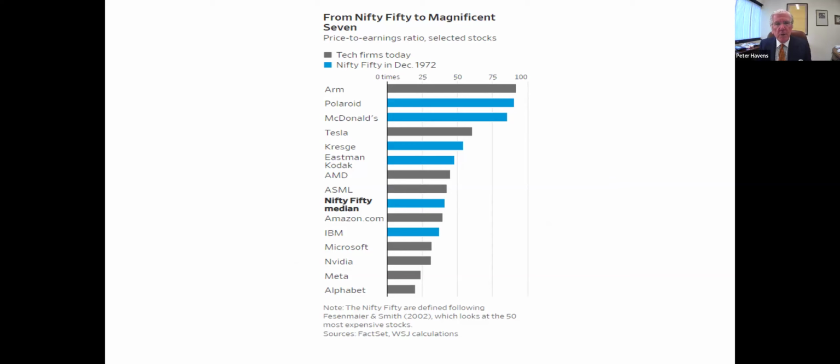So this chart takes a look at the most expensive stocks back in 1972, which was an era when we had one decision stocks. You bought them, you owned them, you forgot about it because they were just going to go to the moon. And this particular market subsequently crashed. And you'll see some names there like Kresge.